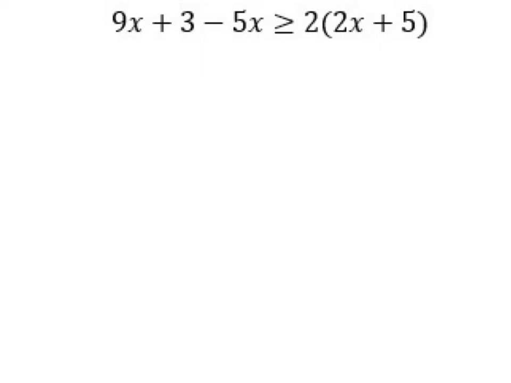9x plus 3 minus 5x is greater than or equal to 2 times, open parentheses, 2x plus 5, close parentheses. As always, the very first thing that I want to do is to draw my balance line separating the two expressions. So wherever my inequality is, that's where I'm going to draw my balance line.